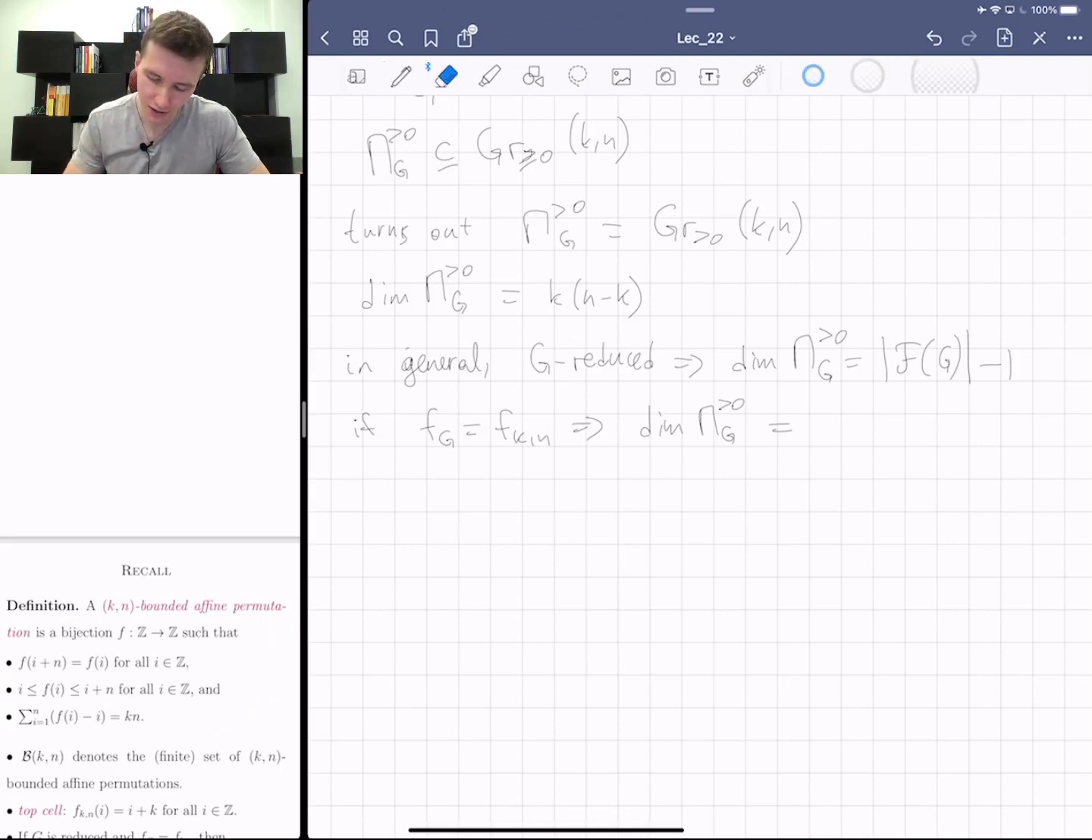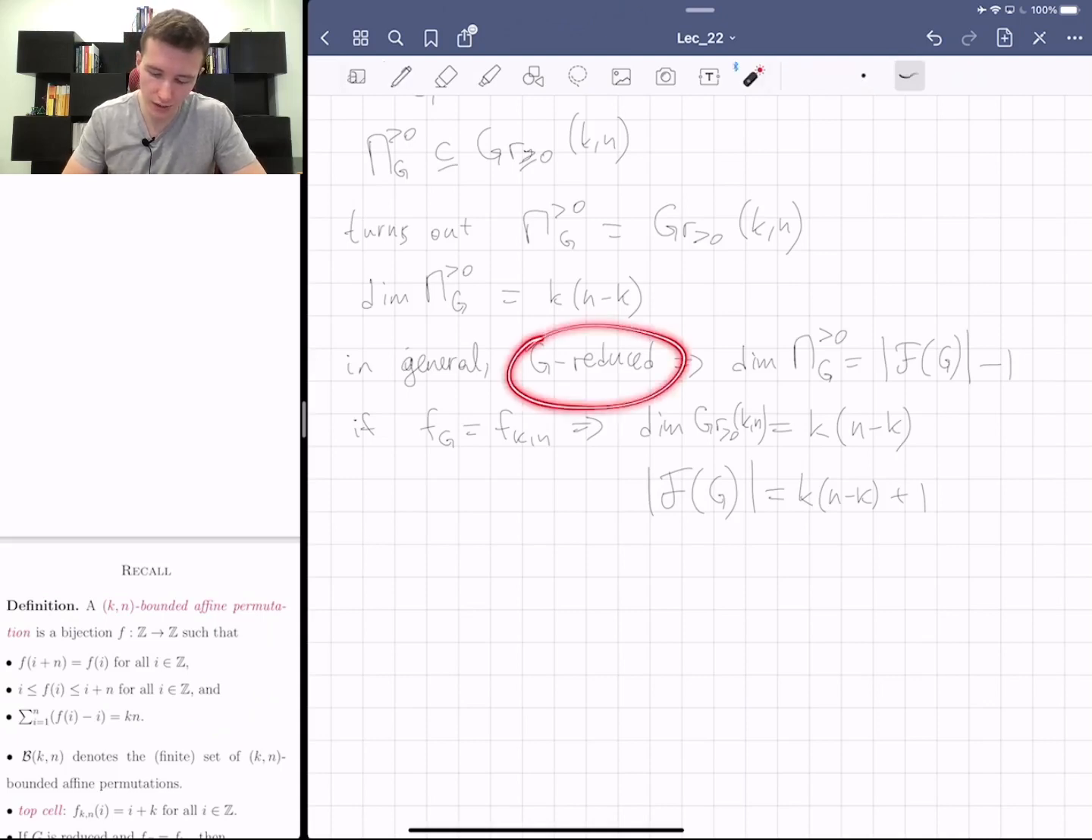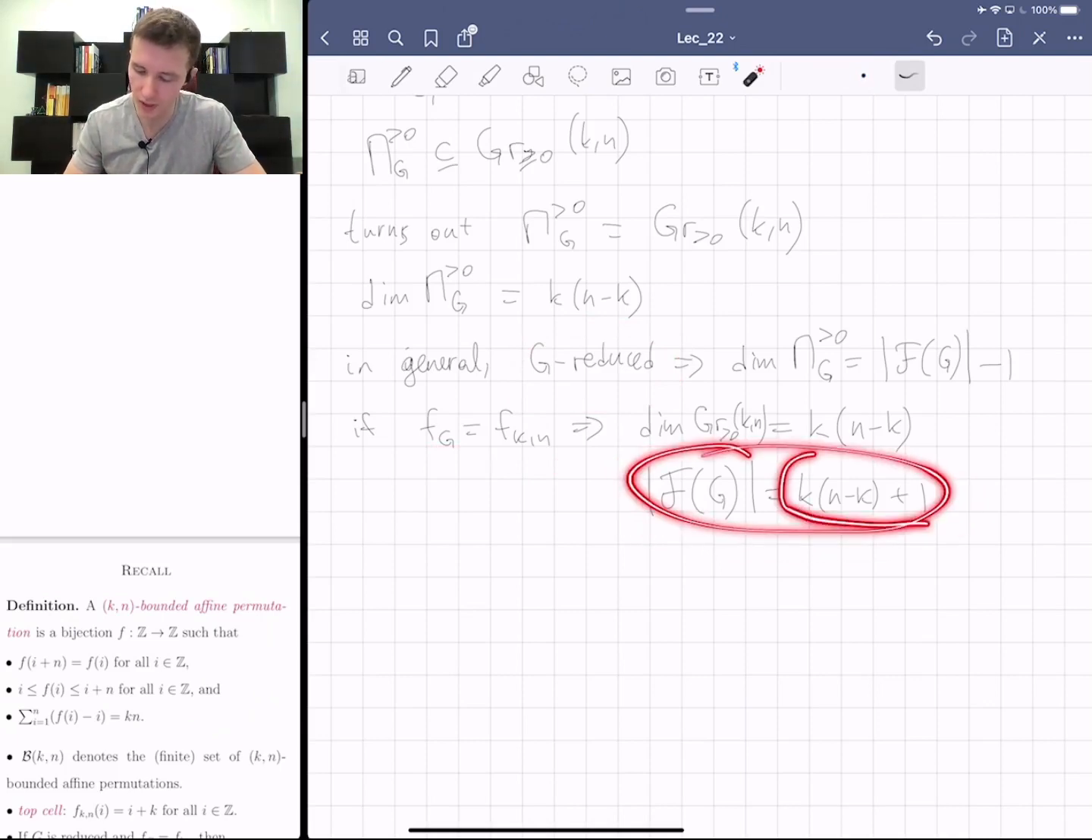Or let me write it another way. What is the dimension of the totally positive Grassmannian of k comma n? Right, thank you. It's k times (n minus k). And therefore the number of faces of your graph G is equal to k times (n minus k) plus 1. So whenever you have a reduced graph with a given strand permutation, the number of faces should be given by k times (n minus k) plus 1.